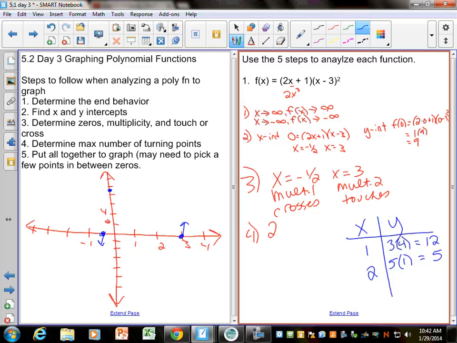So let's see. 2, 4, 6, 8, 10, 12. Look at that. I didn't even know, and I went up to 12. Genius.